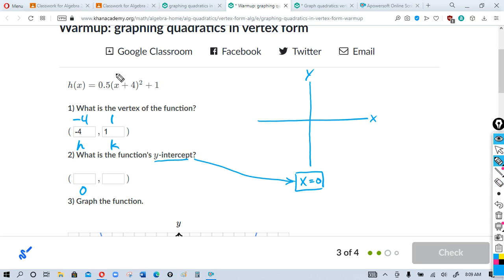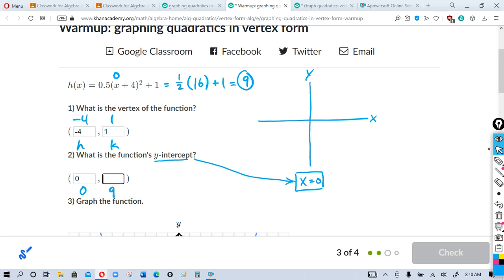All right, I'm going to put a 0 right in here in place of x. That's going to be 0.5, same as 1/2, same thing. And 0 plus 4 is just 4, and that gets squared. So 0 plus 4 is 4, squared, that's 16. And then it's going to be plus 1. Half of 16 is 8, and then plus 1, that's 9. So this point here is 9. And you just enter that in the box.